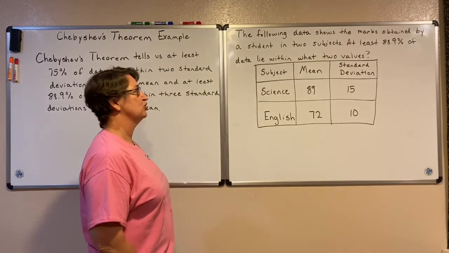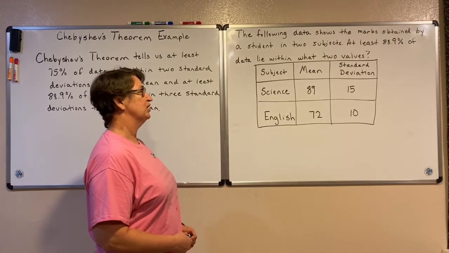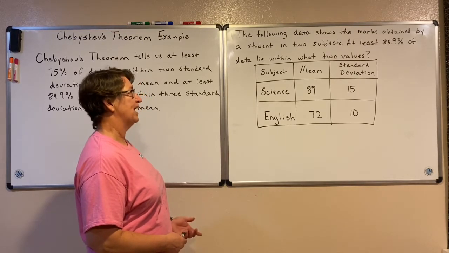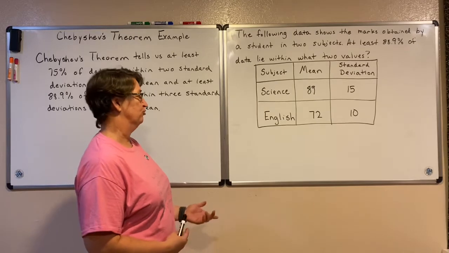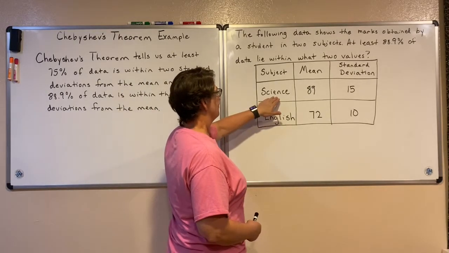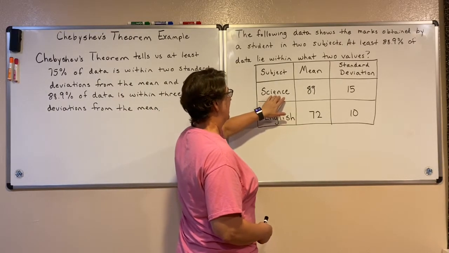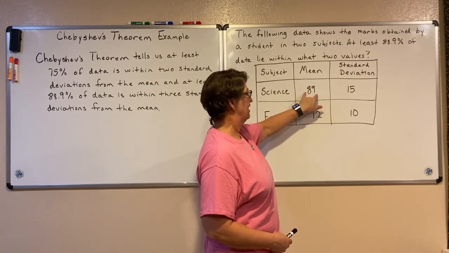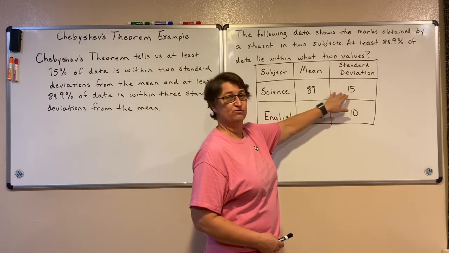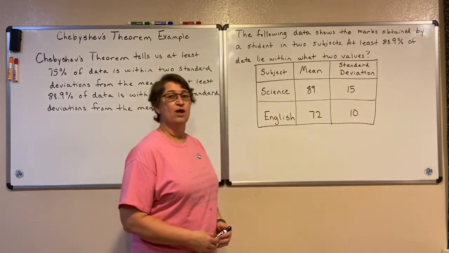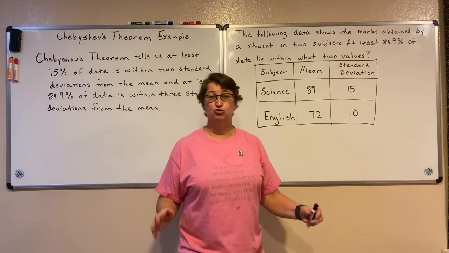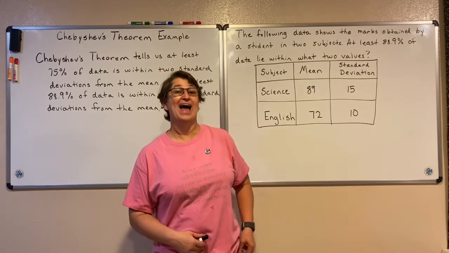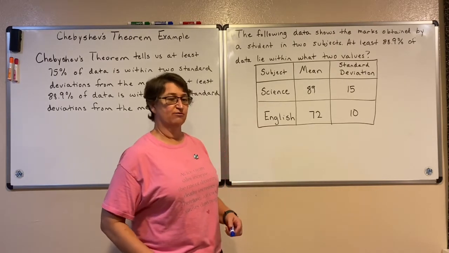The following data shows the marks obtained by a student in 2 subjects. At least 88.9% of the data lie within what 2 values? So here a student took a science test, and in that science test, the mean average of the test was 89 and the standard deviation was 15. And we want to know 88.9% of those students fell between what 2 grades? What was the range for at least 88.9% of the students?